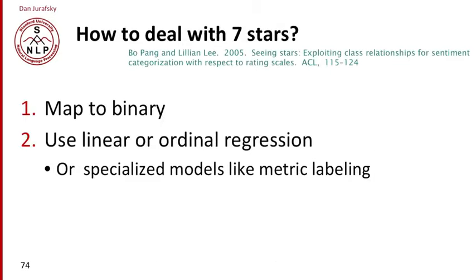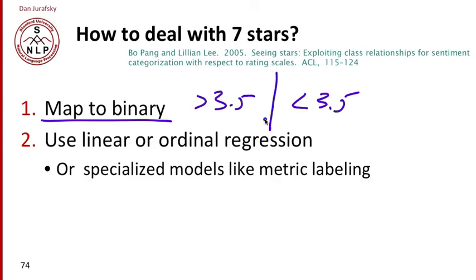We also, in our baseline algorithm, made the simplifying assumption that sentiment was a binary problem, positive or negative. So how do we deal with 5 stars or 7 stars or 10 stars? There are two ways we can do this. We can map onto a binary class. We can say things that are more than 3.5 stars are positive, and less than 3.5 are negative, or we can take the average of all the data. We can z-score. We can do various ways of drawing a boundary between positive things and negative things.